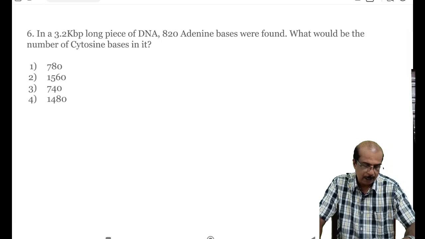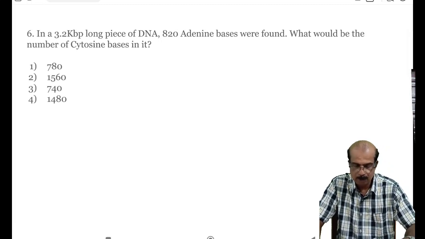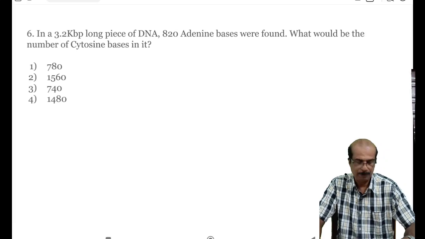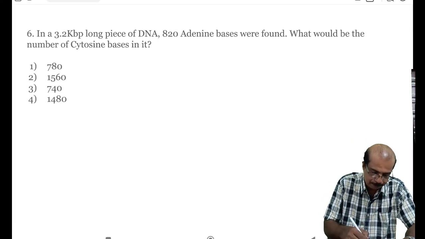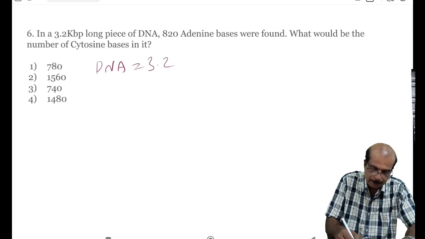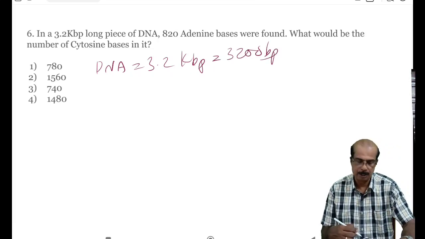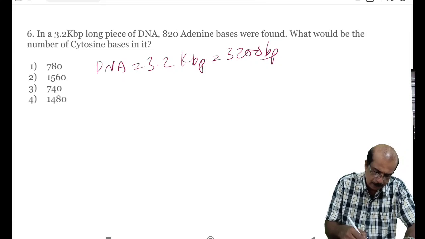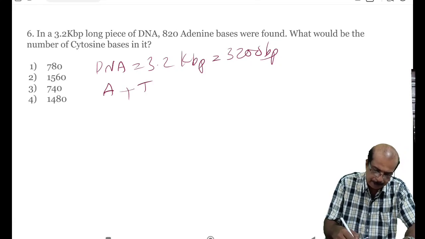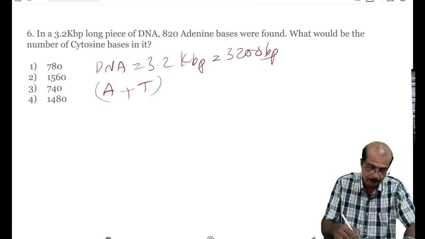Sixth question, in a 3.2 kilo base pair long piece of DNA, 820 adenine bases were found. What would be the number of cytosine bases in it? Here, the length of DNA is given as 3.2 kilo base pair. That means 3200 base pairs are totally in it. Here, A plus T, adenine and thymine are more or less equal.